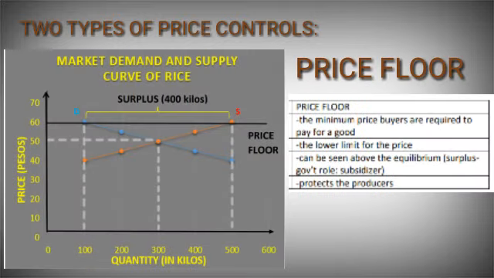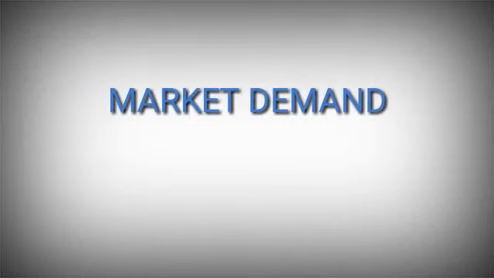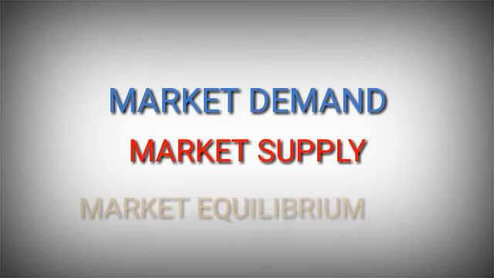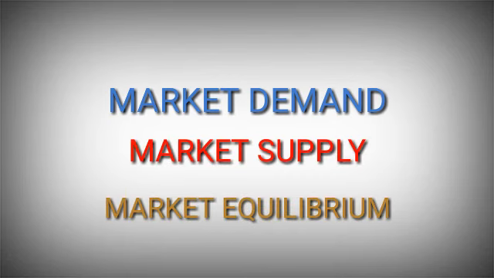Next is price floor. This refers to the minimum price buyers are required to pay for a good. It is the lower limit for the price. Price floor can be seen in the market demand and supply curve above the equilibrium, which indicates surplus. Here, the government acts as the subsidizer or the customer. The main purpose of price floor is to protect the producers. And that's how market demand, market supply, and market equilibrium comes along with each other.